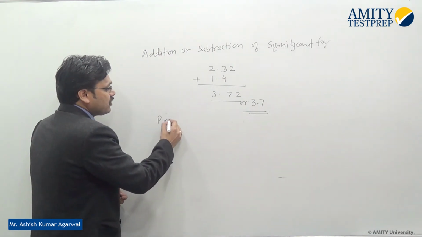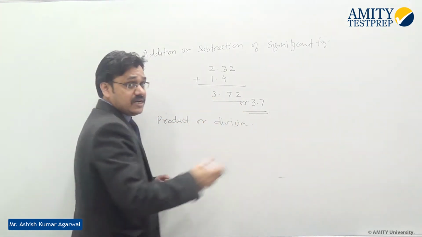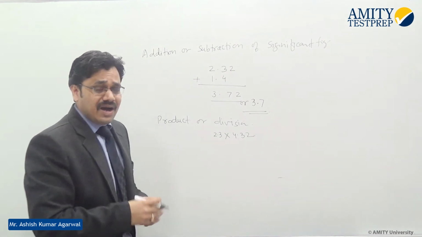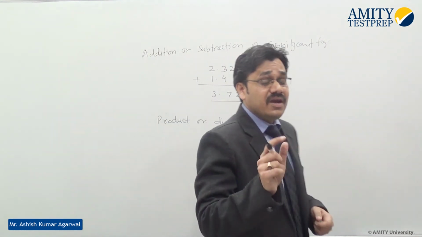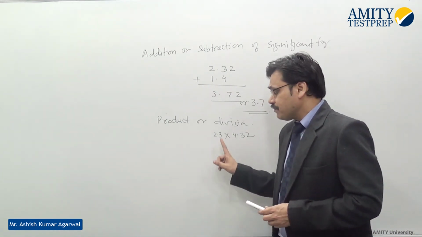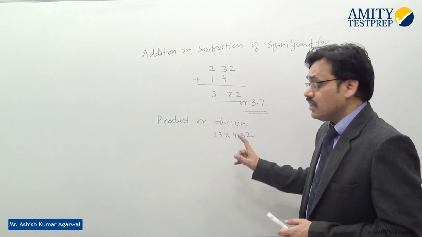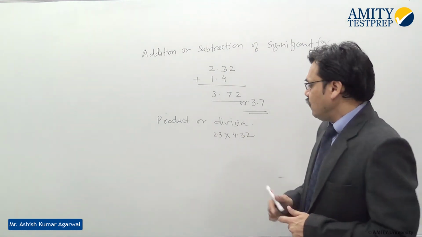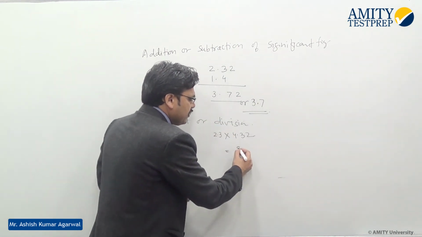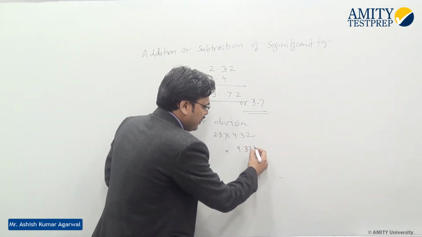Now let me move to product or division. When I divide or multiply two quantities like 2.3 times 4.32, I have to consider the significant figures in the whole numbers. As is clearly seen, in the first number there are two significant figures, and in the second number there are three. Suppose after the calculation I got 9.325.